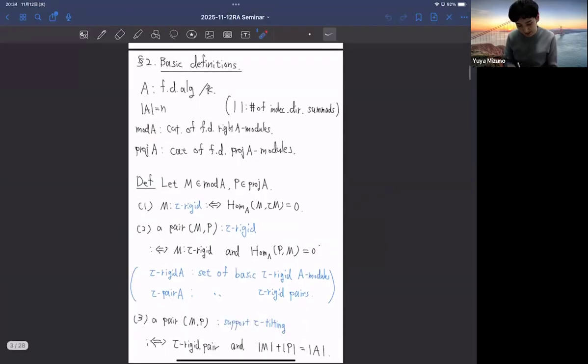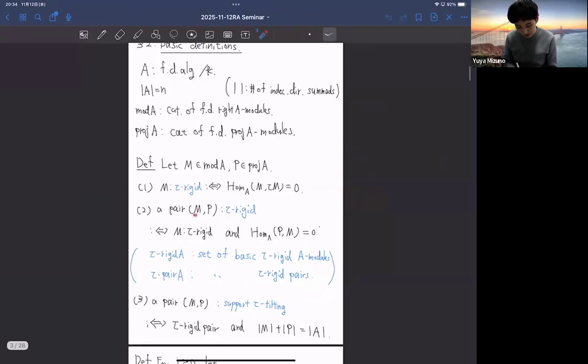So first, take a module M and a projective module P. We call a module tau rigid if it satisfies this condition. Namely, this tau is the AR translation, and we have no morphism from M to tau M. Quite simple definition. And we call a pair of module M and projective module P tau rigid if M is tau rigid, and we have no morphism from P to M.